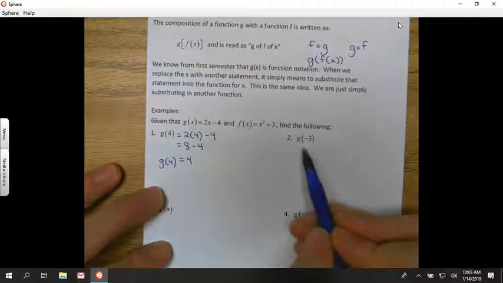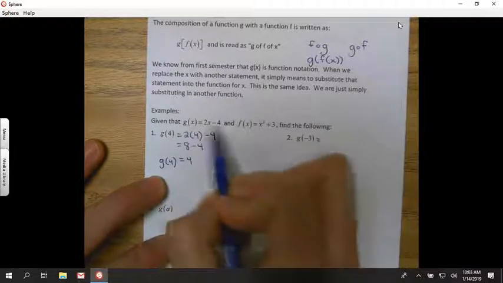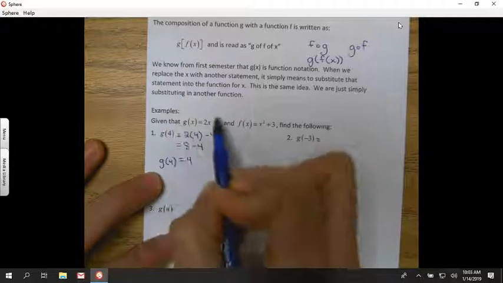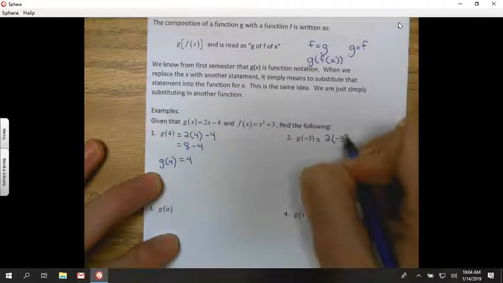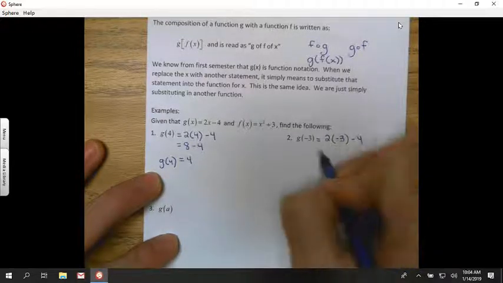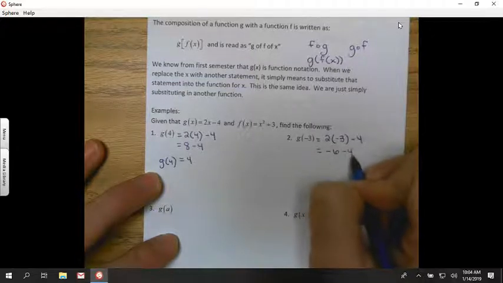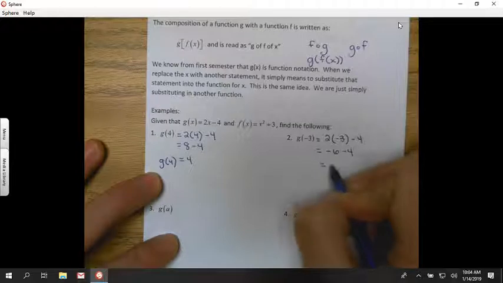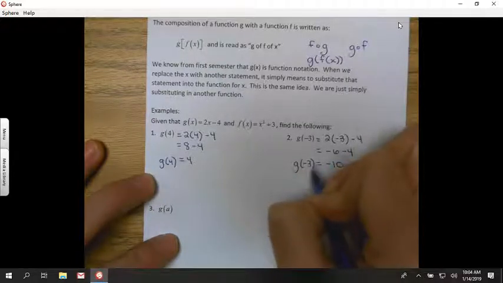So if I want to find g of negative 3, it still means the same thing. Anywhere in my function that there is an x, replace it with a negative 3. So this time I have 2 times negative 3 and then minus 4. So 2 times negative 3 gives me a negative 6, and negative 6 minus 4 gives me a negative 10. So g of negative 3 is negative 10.